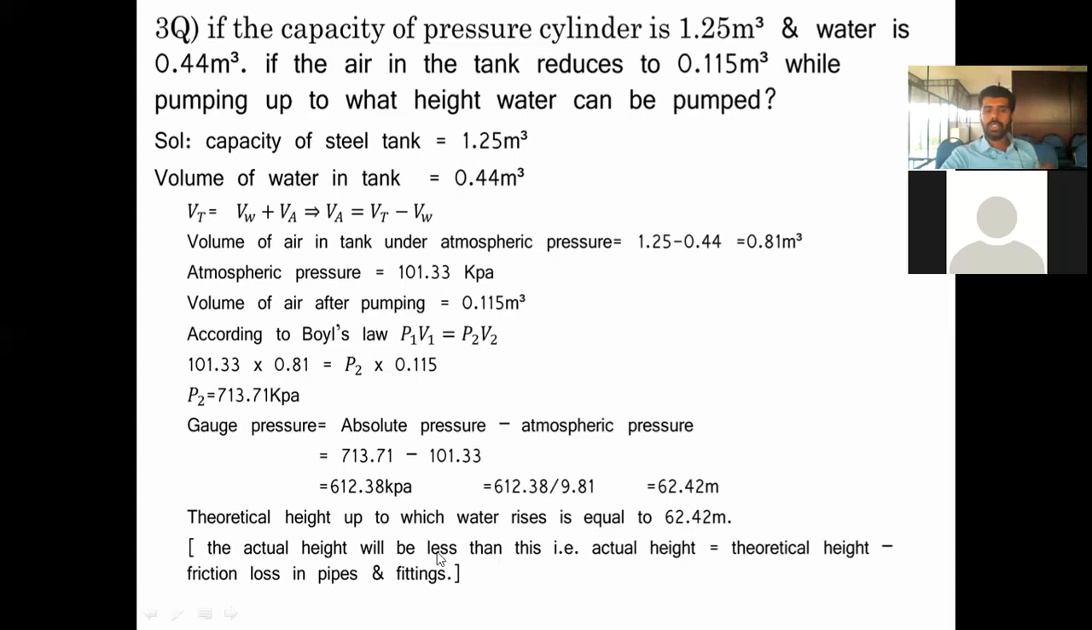So the actual height will be less than that. That is, actual height will be theoretical height minus the friction loss in pipes and fittings. So we have to reduce the friction loss in the pipes and fittings, and when you reduce that from the height, you will get the actual height with which the water can be pumped. Theoretically, you can say you can pump 62.42 meter height. So this is the auto pneumatic system.